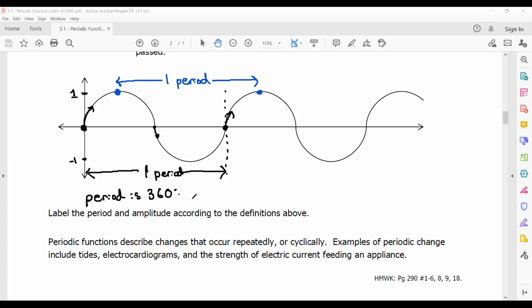Okay? But this, of course, once we start doing things like transformations, is going to change. We can manipulate this. That's tomorrow. Let's keep moving. Another word you're going to see often is the amplitude and, of course, the mid-axis.